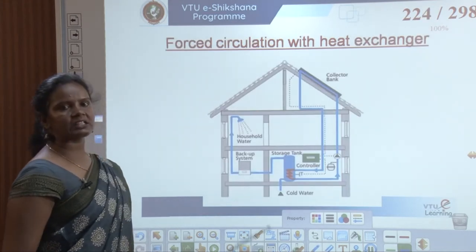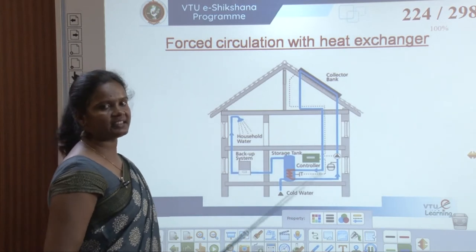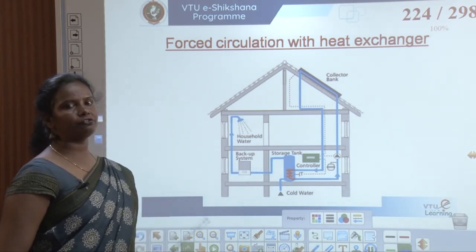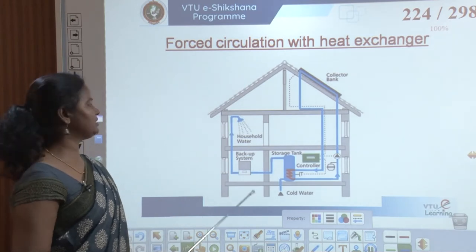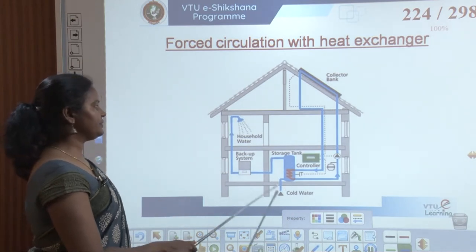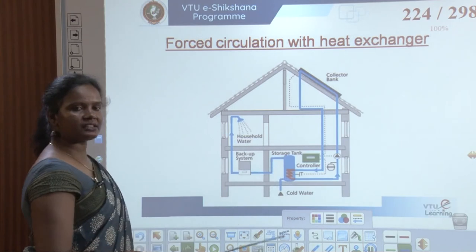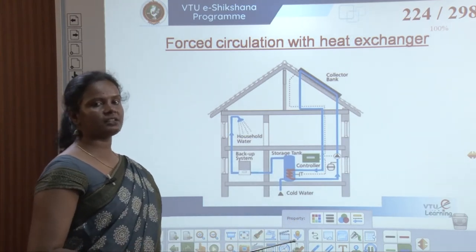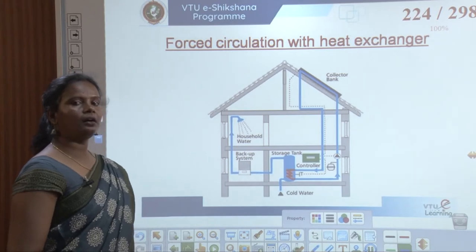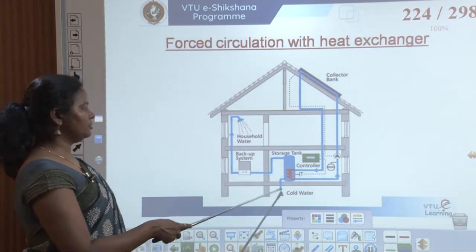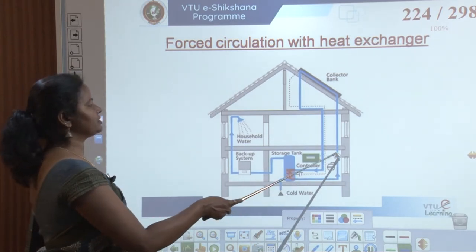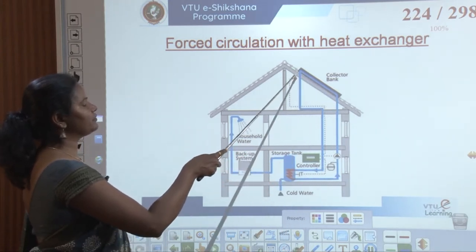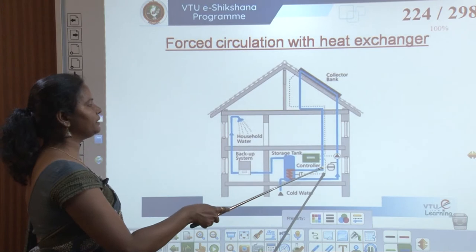Forced circulation with heat exchanger. Sometimes a heat exchanger is also required for forced circulation. So what happens in this? Here also it is the same, because only one storage tank is provided. There is a forced heat circulation provided in the storage tank. Cold water is allowed in, and through the pump it is supplied to the collector bank, and from there the water gets heated up.